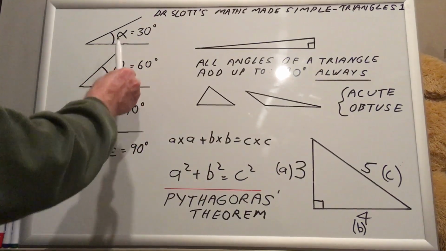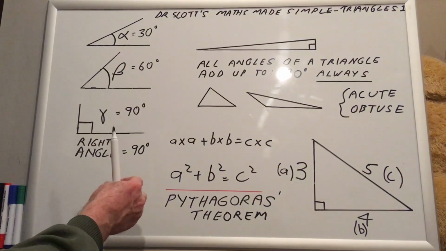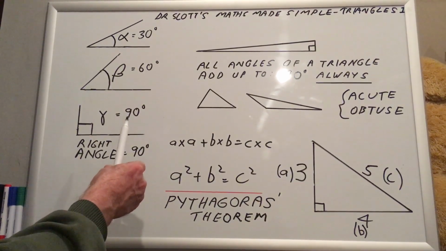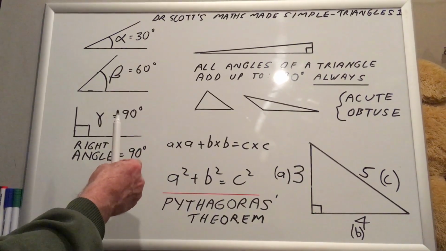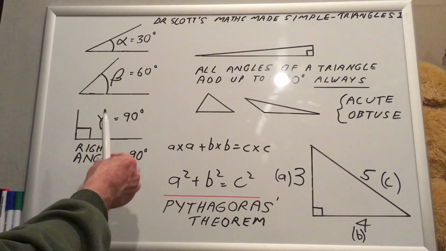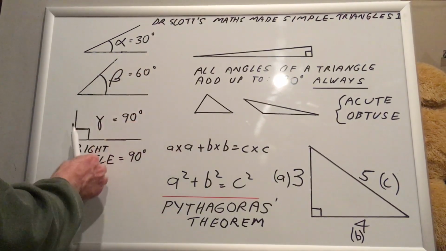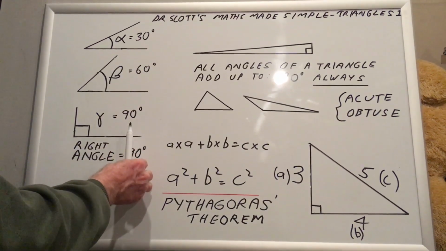I've called these alpha, beta, and gamma, the first three letters of the Greek alphabet. It's just what mathematicians use sometimes. It can be anything though. You can call it A, B, C. It doesn't matter. So that's about 30 degrees, that's about 60 degrees, and that's 90 degrees, or a right angle.